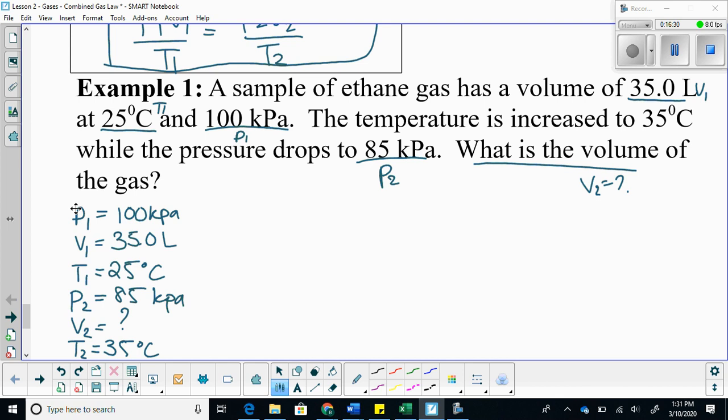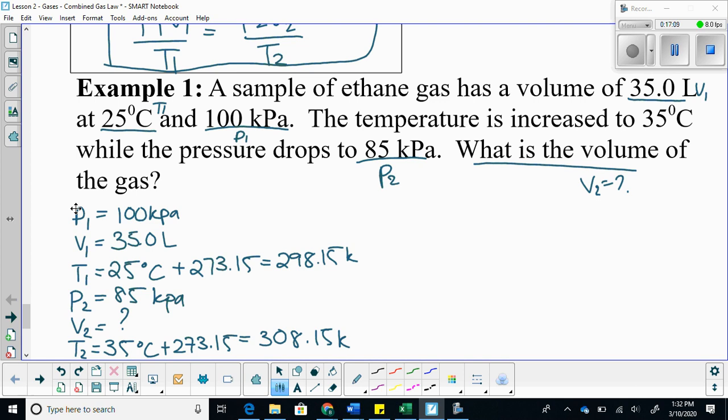When you are going through your list of variables, you need to ask yourself, is temperature the correct unit? You need to have temperature in Kelvin when you are using any gas law formula. So to achieve that, we need to add 273.15 to this, which gives me 298.15. This one, plus 273.15, is equal to 308.15 Kelvin. Okay, temperatures are in the appropriate units now.